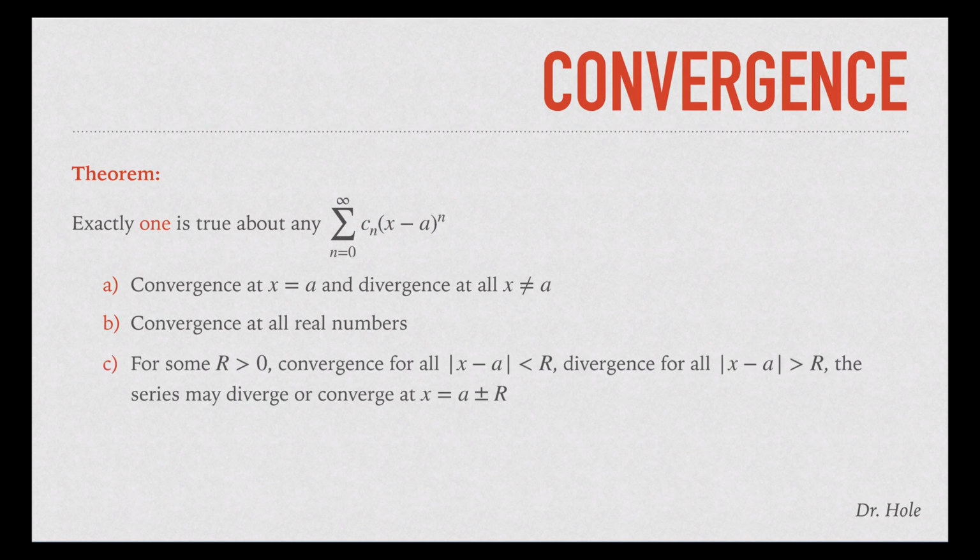The third case is something in between, where you know you can plug in x equals a, but you can only move away from a an amount capital R, and if you move away more than that, then the series diverges. Note that at the endpoints, exactly capital R away from the center, you have to check for convergence or divergence. Good?